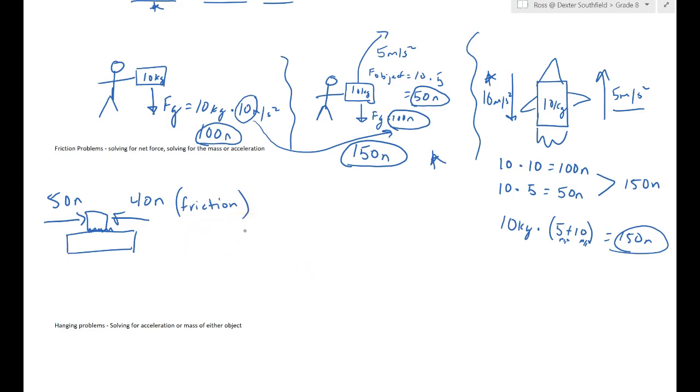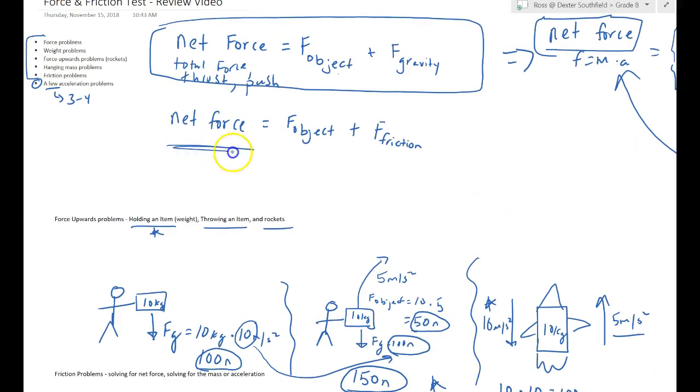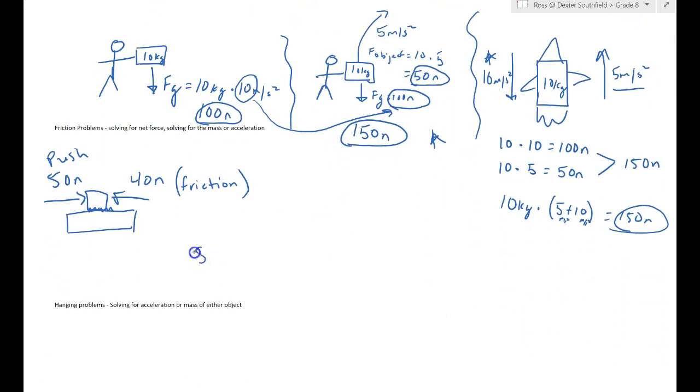Now, how did I get that? If this is the push, that is the net force that I have available to me. So I'm going to say 50 newtons is equal to the friction, 40N, plus however much force will be left over to accelerate the object. So we're going to subtract 40 from both sides, and we're left over with that 10 newtons of force is my force of object. Meaning that's the force that will actually be acting on the object.